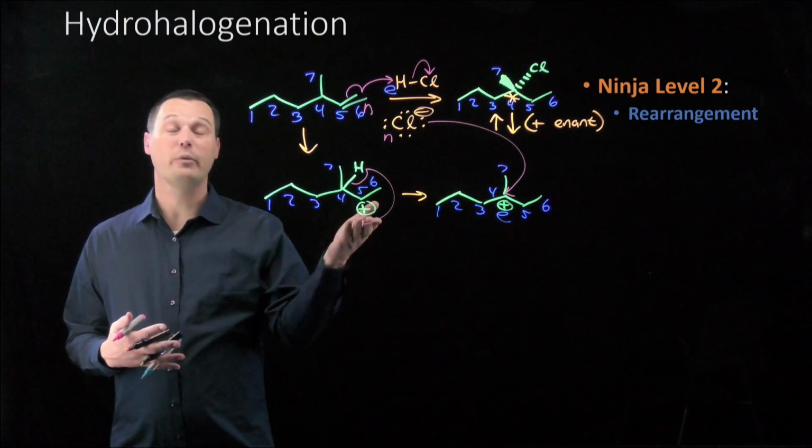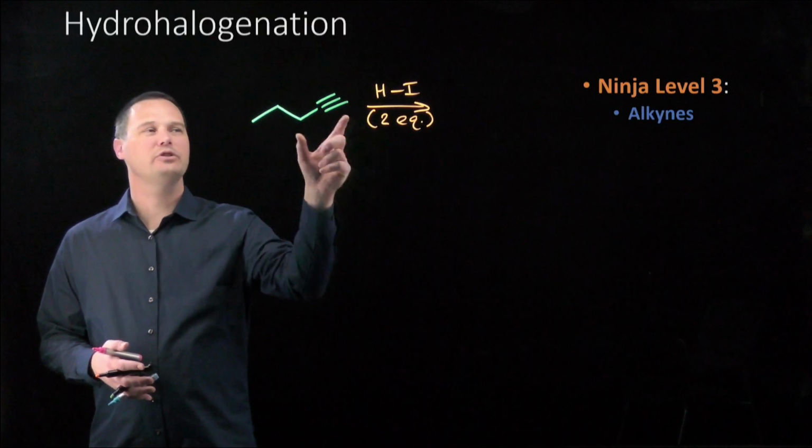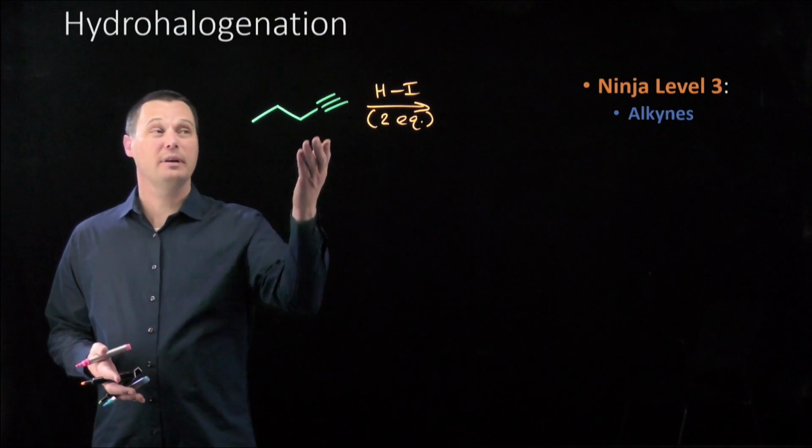You're going to see rearrangement on your test somewhere. You've got to start looking out for it now. Ninja level 3 involves the hydrohalogenation of an alkyne. This one is Ninja level 3 because it looks different.